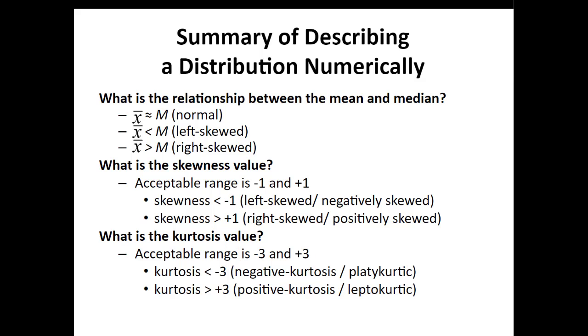If you have a kurtosis value that is less than -3, then you have a negative kurtosis. It's negatively kurtic. Another way that you can say that is that it is platykurtic. Platy, remember, means flat. The tails have become wider because the mode has flattened out. If you have a kurtosis value that is greater than +3, then you have a positive kurtosis.